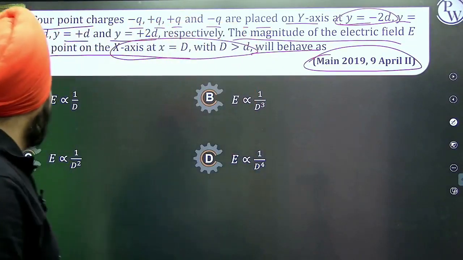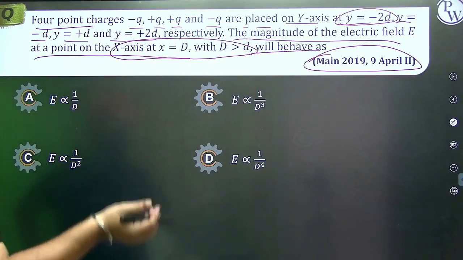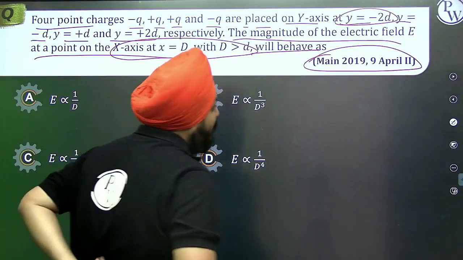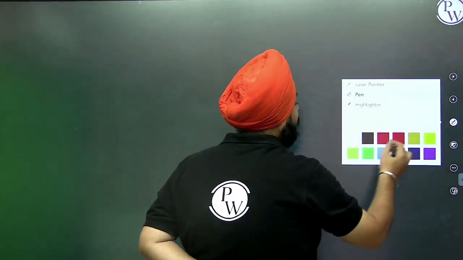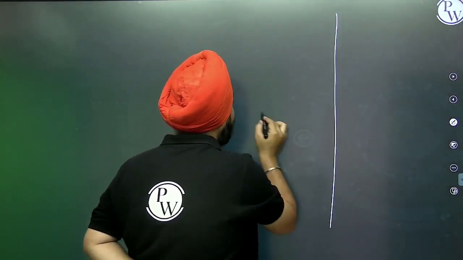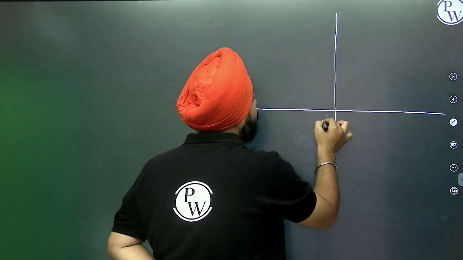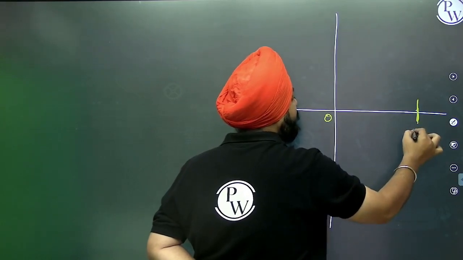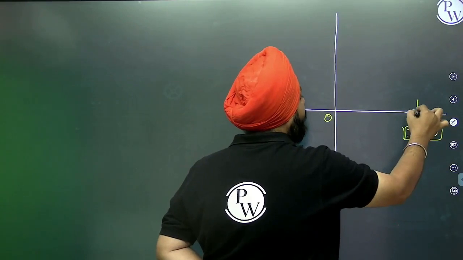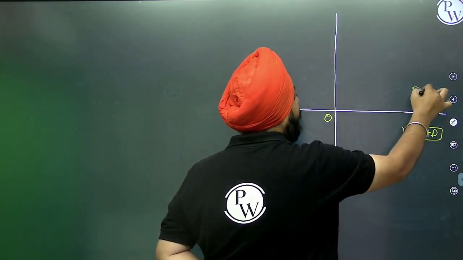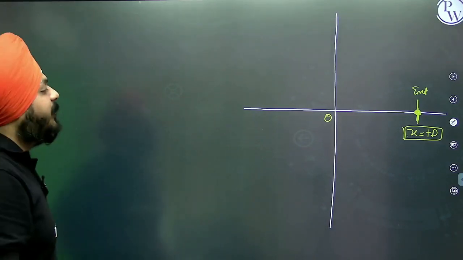If you have moved on to the equation of the dipole, right? Let's draw this figure first. Okay, this is 0. Let's say this is x equal to plus D. This is the point where we need to calculate the net electric field.